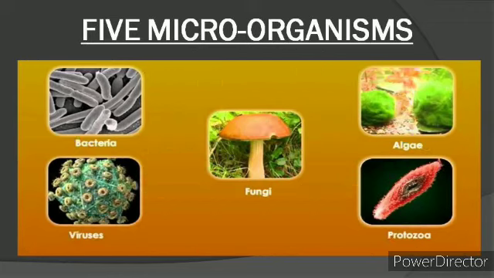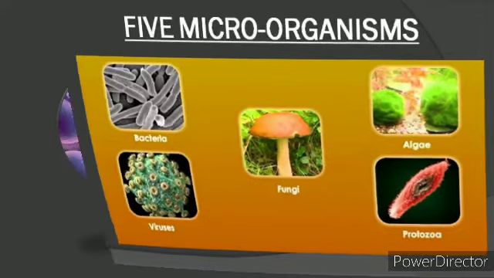So there are 5 types of organism we are going to learn over here. The 5 major microorganisms are, first of all, bacteria. The second is fungi, whatever you want to call it. Next is algae. The next one is protozoa, and the last one is viruses. Viruses have created a lot more havoc in current days, so we'll learn about them in the end. First of all, let us take bacteria.